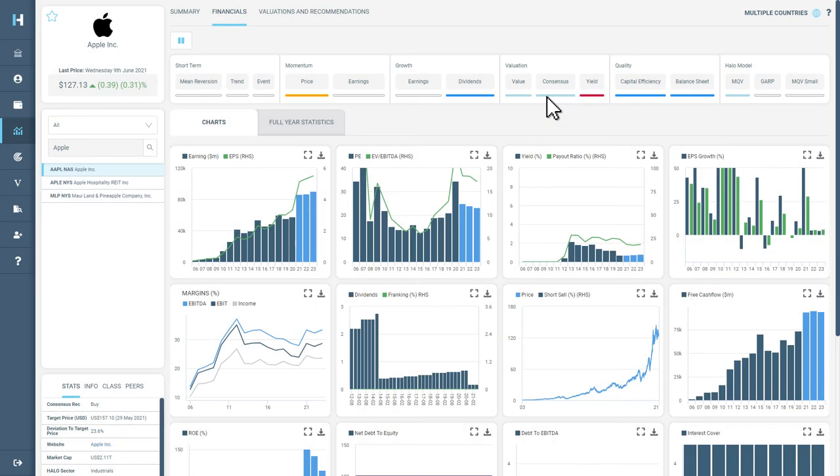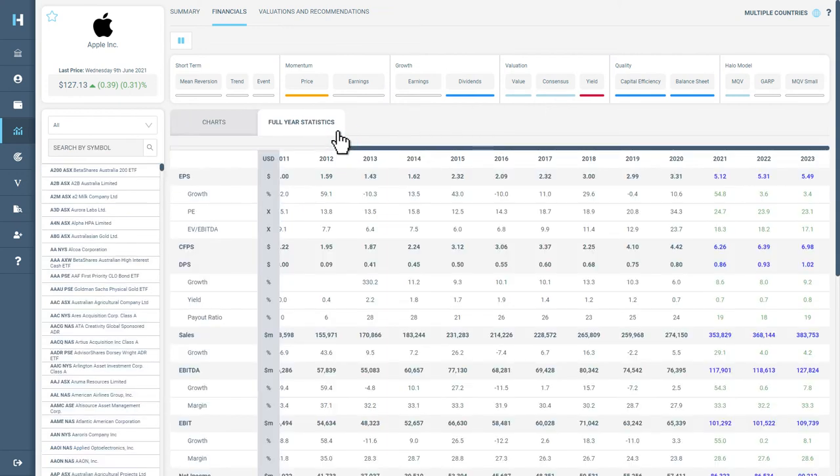To get a deeper understanding of a company's balance sheet, cash flow, profit and loss, and more, select the Full Year Statistics tab. This will show you a complete picture of how a company has performed historically, as well as how it is forecasted to perform in the future.